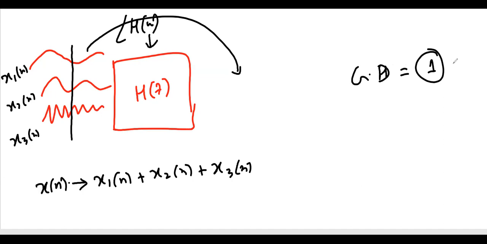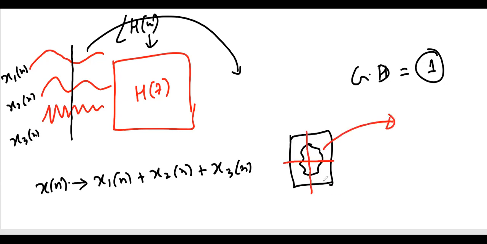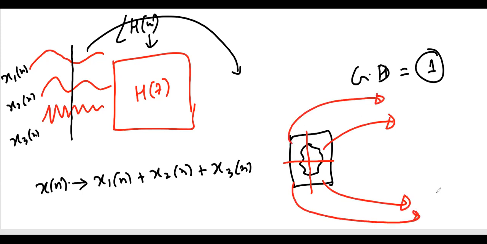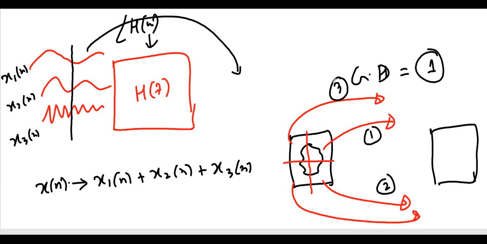For example, this might not be from signal processing. Let's say we have an image like this, and now I am segregating this image into 4 parts. I am sending each part somewhere else, and after that I need to reconstruct the image again. So this is number 1, this is number 2, this is number 3, and this is number 4.